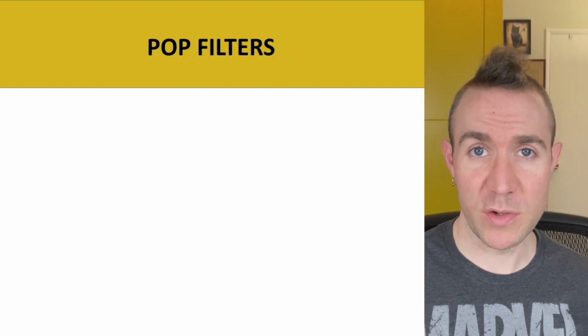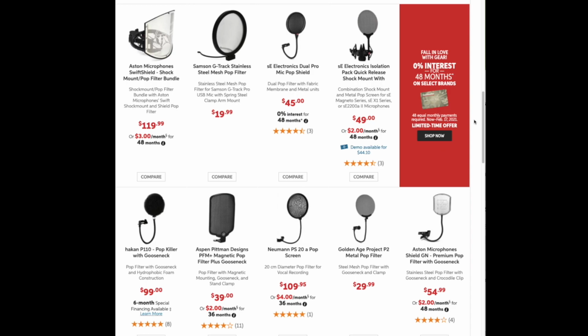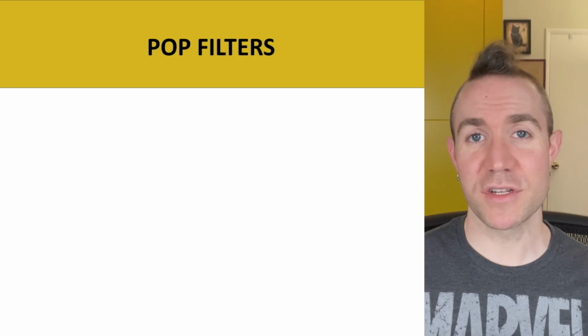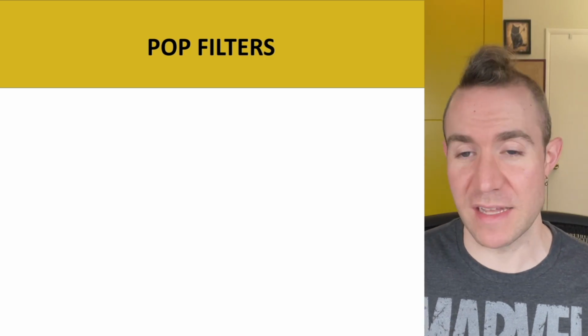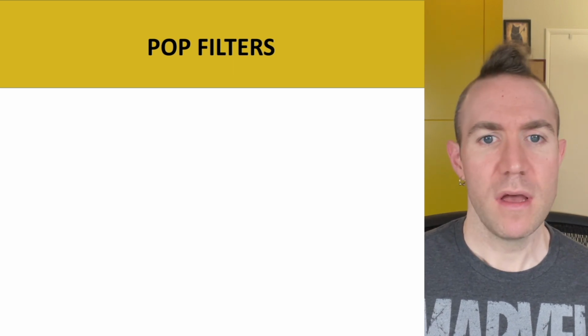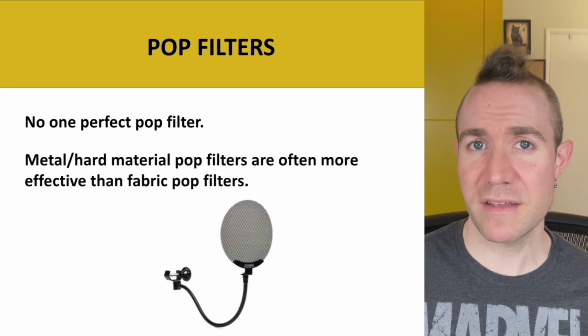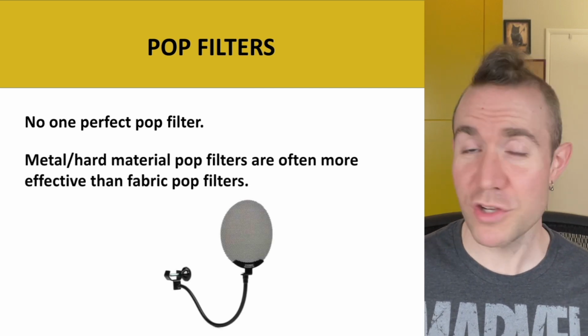The next way to prevent plosives is to use a pop filter. But holy crap, there are so many types of pop filters, it's overwhelming. In my testing, there is no one magical, perfect pop filter that stops every P that has ever been pud. That's a word, right? But in my experience, metal pop filters tend to be a lot more effective than the fabric pop filters, which are usually made of nylon.